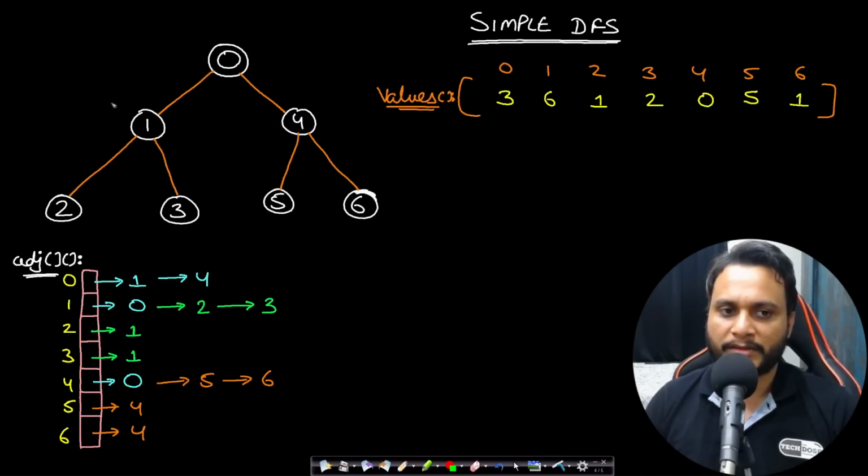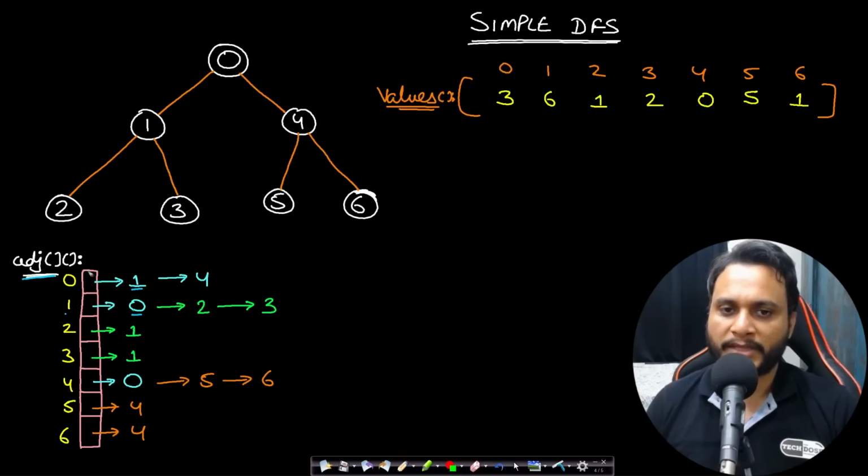Now in this particular undirected tree, I have already created an adjacency list. Now in an undirected tree or undirected graph, you know that if there is an edge between 0, 1, then 1 will be adjacent to 0 as well as 0 will be adjacent to 1, right?